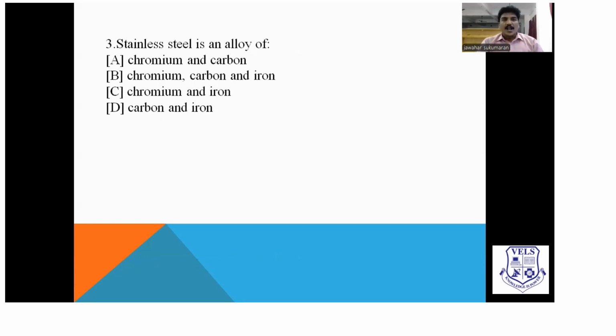Stainless steel is an alloy of A, chromium and carbon. B, chromium, carbon and iron. C, chromium and iron. D, carbon and iron. Can anyone say the correct answer?